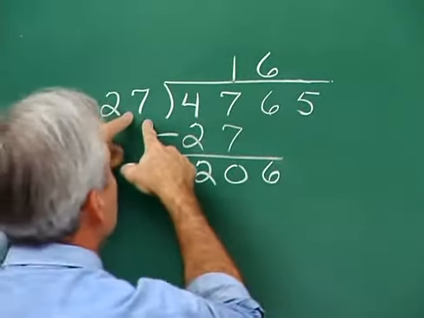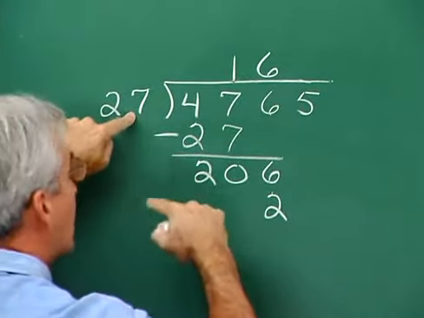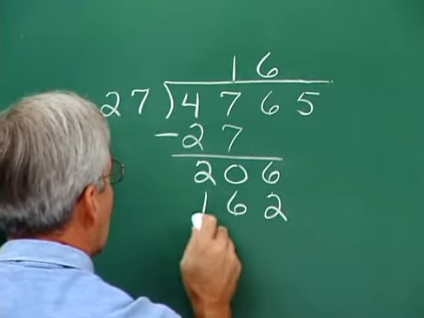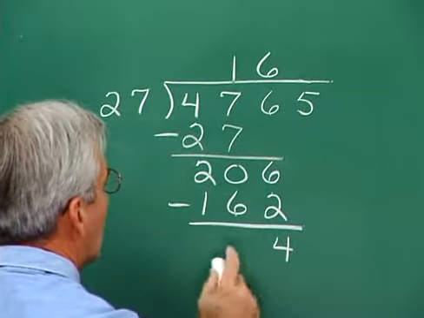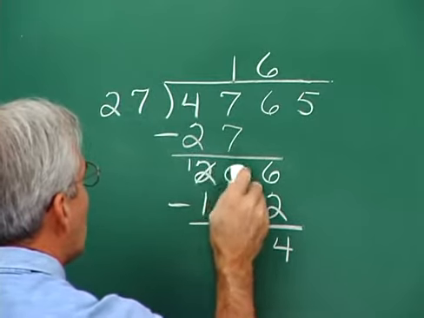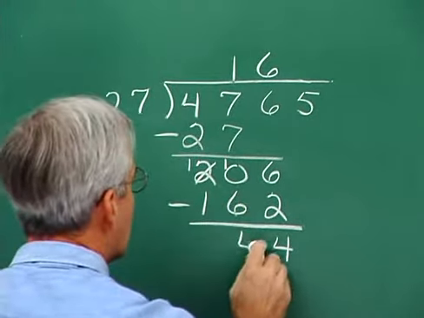6 times 7, 42. Carry 4. We write down the 2, carry the 4. 6 times 2, 12, and 4, 16. Now I'm subtracting. 6 minus 2 is 4. 0 minus 6 won't go. I borrow from the 2. The 2 becomes a 1. The 1 that I borrow makes this a 10. So this is 10 minus 6 is 4.